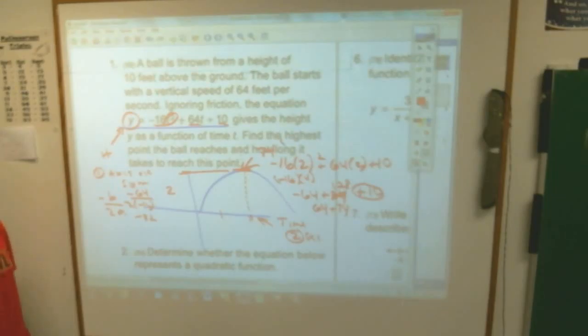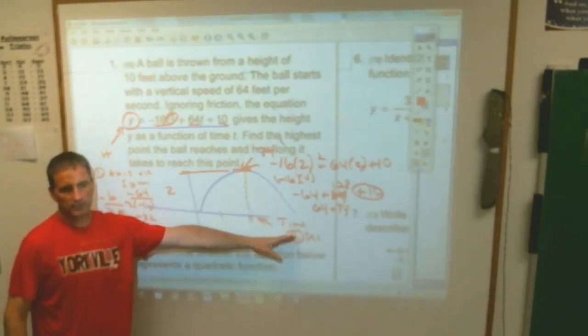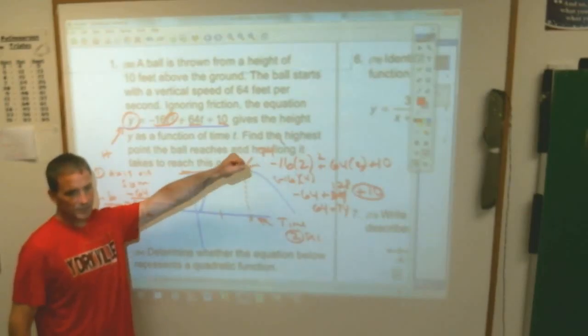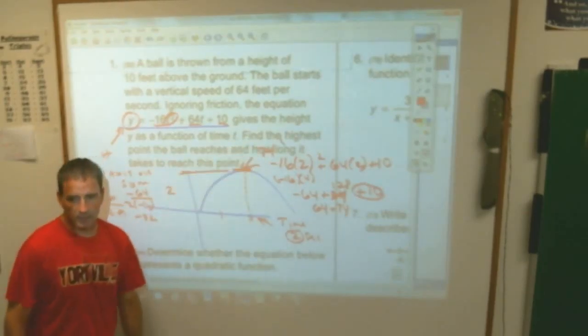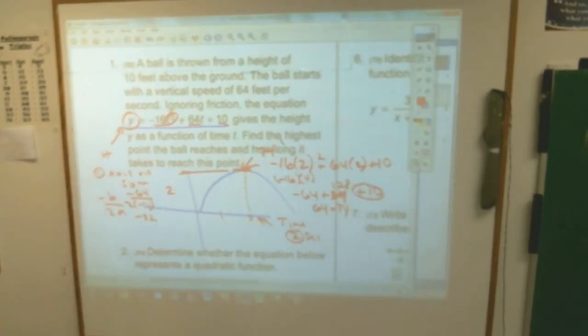Those are the 2 answers. You just find the axis of symmetry, plug that number in, whatever number you get for that, that is its height. Bam. Number 1 done, everybody gets it right.